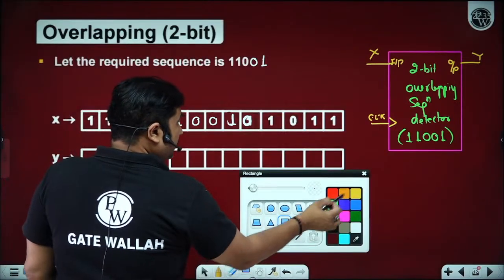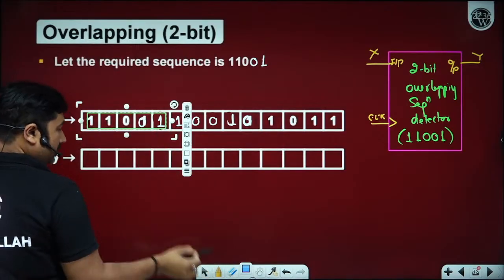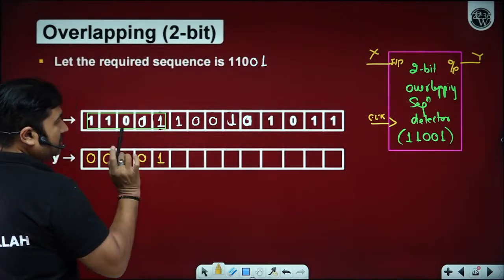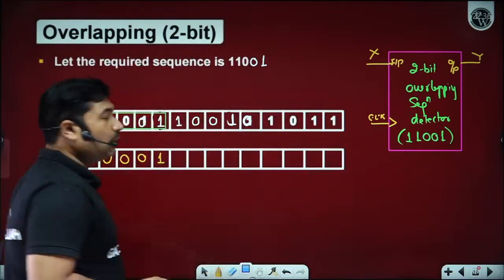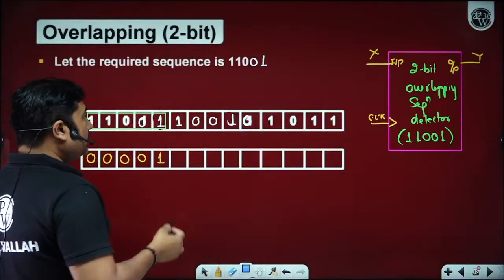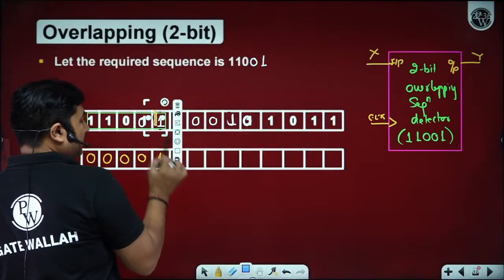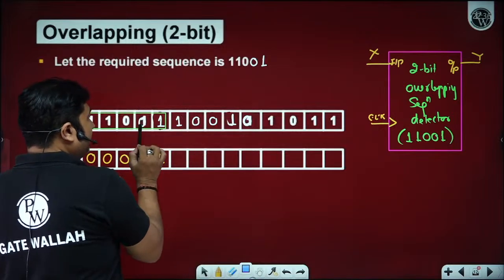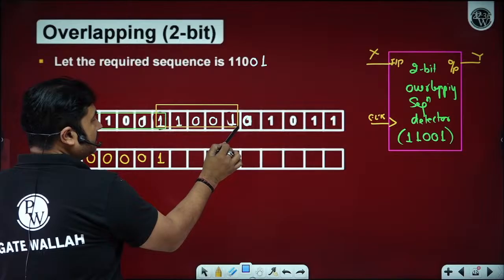So if you observe here, we have 11001. So the 11001 sequence got detected. It's a 2-bit overlap. So what is the meaning of 2-bit overlap? 2-bit overlap means it can be taken from here or it can be taken from here, but we can't take from here. Why? Because the required set of sequence is not available. Is it okay? Yes, sir.